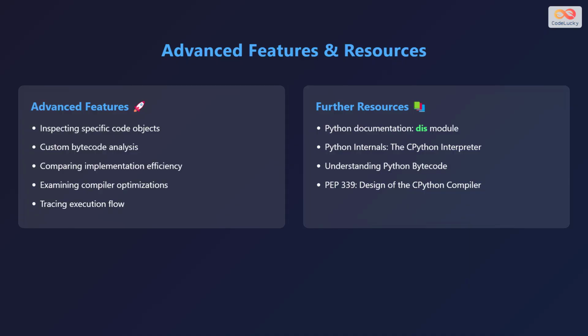The advanced features of the dis module include inspecting specific code objects, custom bytecode analysis, comparing implementation efficiency, examining compiler optimizations, and tracing execution flow. Here are some resources for further learning. Python documentation on the dis module is an invaluable resource. You can also refer to books on Python internals, such as the CPython Interpreter. Other resources include articles that explain Python bytecode and PEP 339, which describes the design of the CPython compiler.